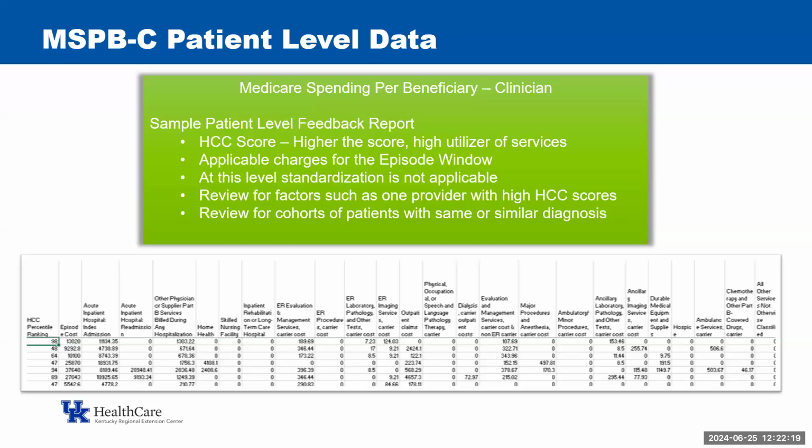You also want to look especially at your high utilizers. If you sort by their HCC percentile and also the cost per episode, you can help identify and look through those patients and see what their diagnoses are. What are the reasons why they had that index admission?